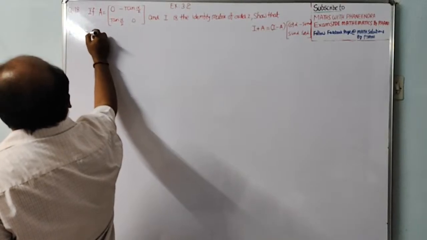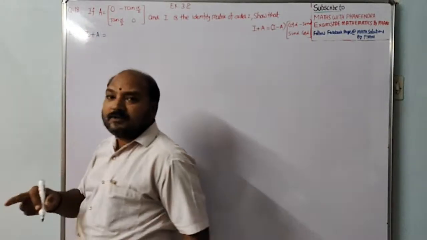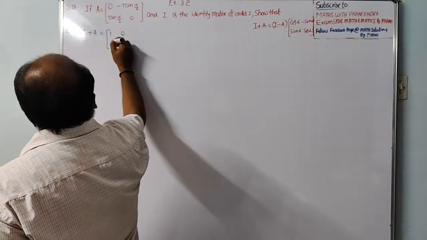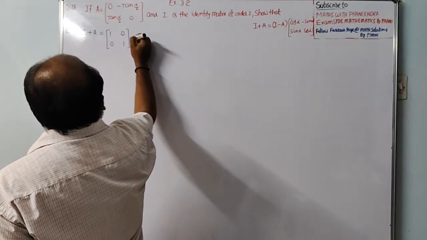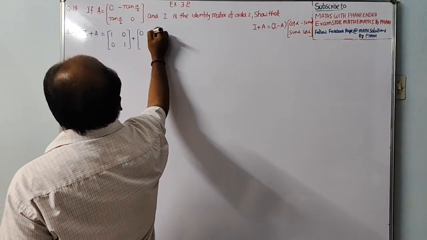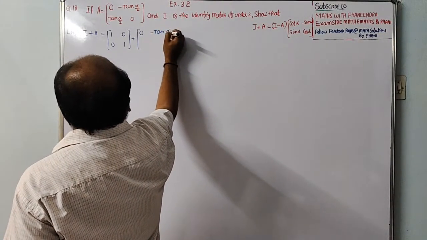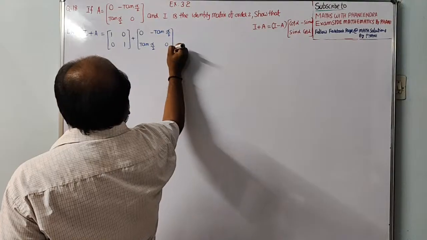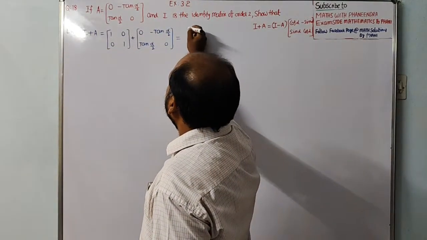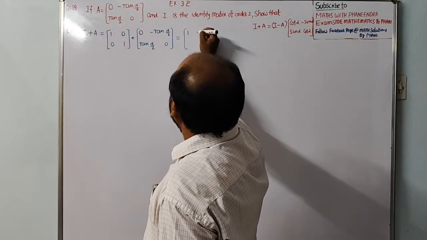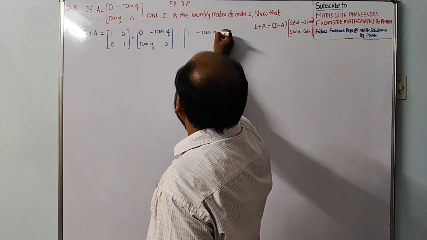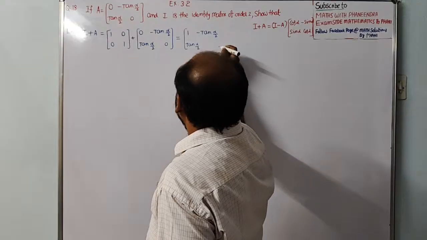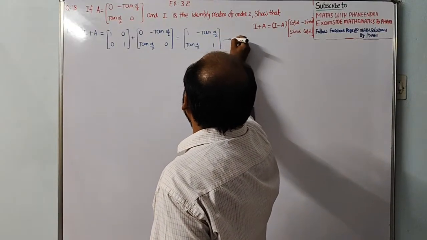LHS is I plus A. I is the identity matrix of order 2, so we can write it as [1, 0; 0, 1], plus A, which is [0, minus tan alpha by 2; tan alpha by 2, 0]. If you add the corresponding elements, you will get [1, minus tan alpha by 2; tan alpha by 2, 1]. Keep that as equation number 1.